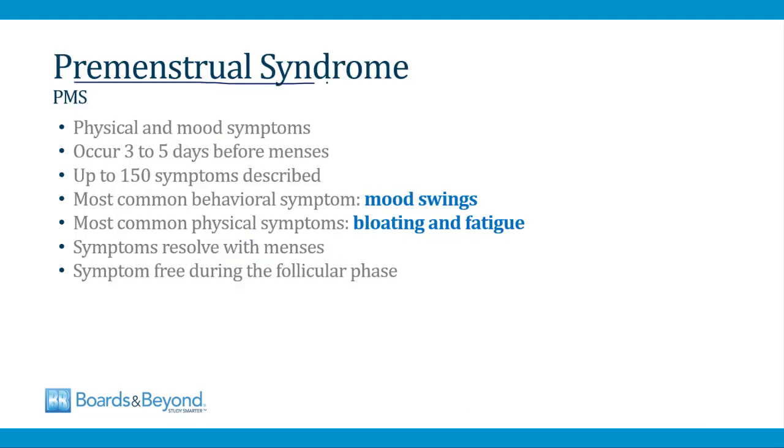The premenstrual syndrome, or PMS, is a collection of physical and mood symptoms that occur in some women around the time of menses. The symptoms usually begin 3 to 5 days before menses, and there are lots of potential physical and mood symptoms. Up to 150 different symptoms have been described. The most common behavioral symptom is mood swings, and the most common physical symptoms are bloating and fatigue. It's called the premenstrual syndrome because symptoms resolve with menses, and when women enter the follicular phase of the next menstrual cycle, they are symptom-free.